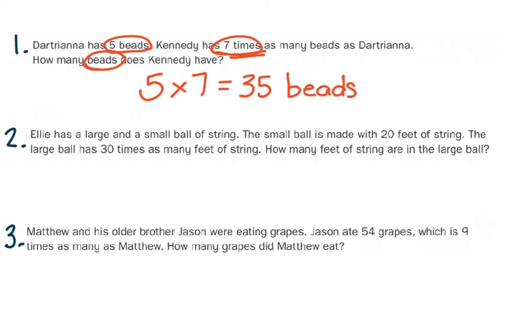All right, go ahead and erase your whiteboard. Let's try number 2. Ellie has a large and a small ball of string. The small ball is made with 20 feet of string. The large ball has 30 times as many feet of string. How many feet of string are in the large ball? Let's see if before I do it, you can write an equation and solve it. Go ahead and give it a try.